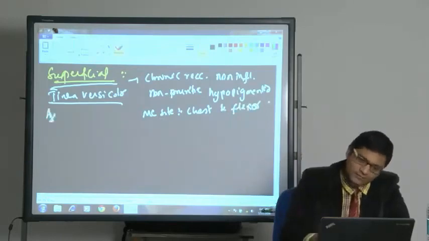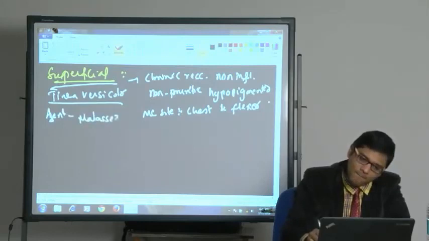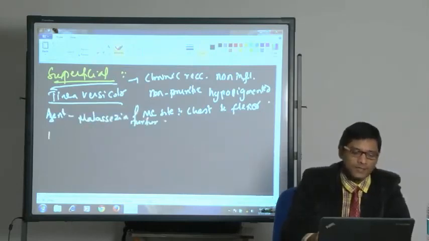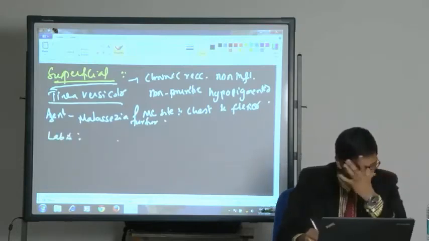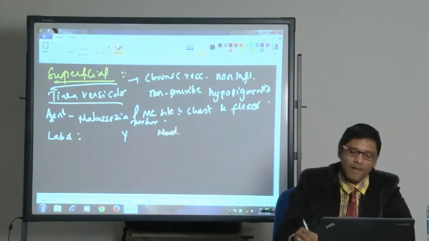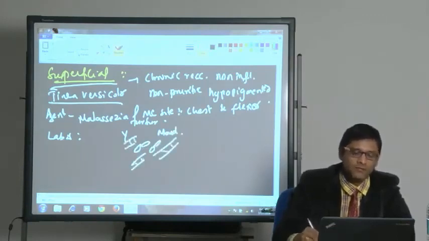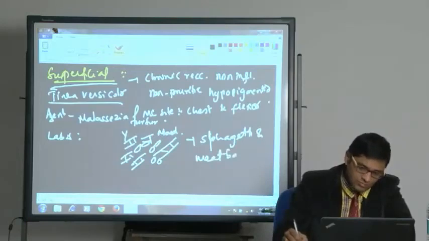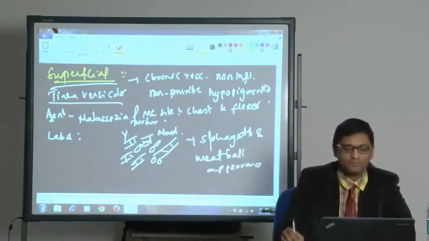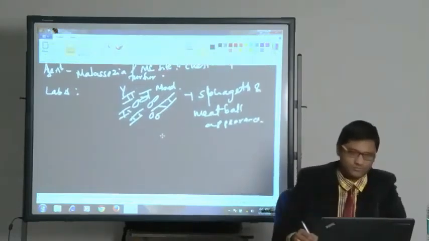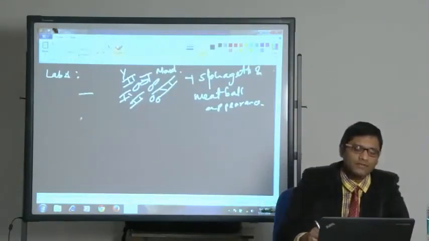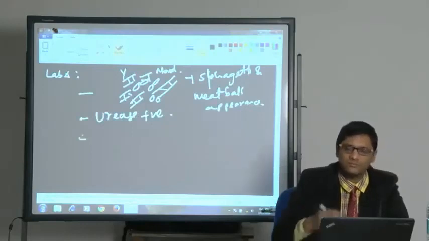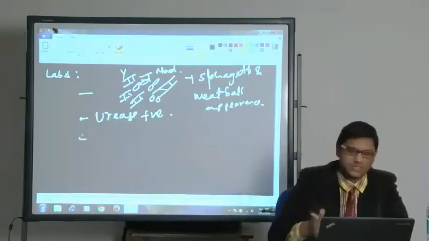Okay, agent is Malassezia furfur. Malassezia furfur exists as both yeast and mold form, and the yeast forms are in between the mold hyphae. Yeast form and mold form both exist together, and this gives rise to the spaghetti and meatball appearance. Apart from that, it is a urease positive fungus.